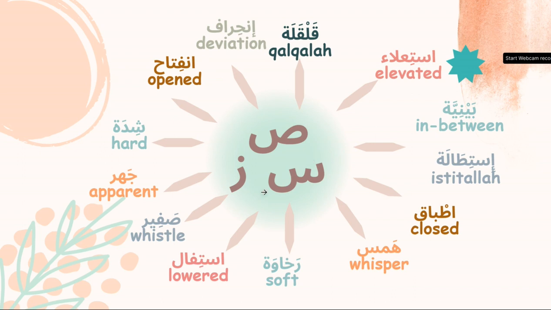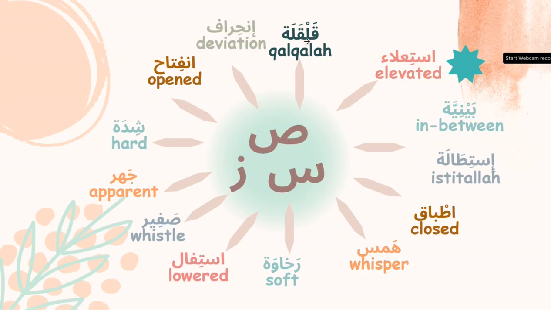Okay, so let us go to this last slide in this section, and let us see those three letters against those characters. We start with the elevated letters. Which one of the three is elevated? The Sod is elevated. So the Sin and the Z have to be lowered. It's either this or that.